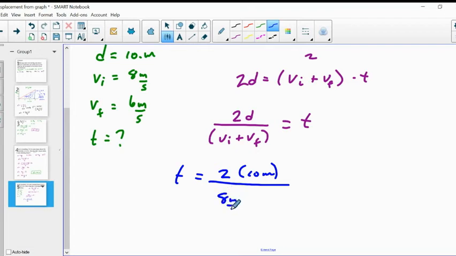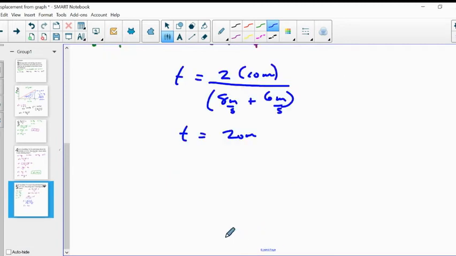So we're going to say our time is equal to 2 times the distance divided by my initial velocity, which was 8 meters per second, plus 6 meters per second. So my time is going to be 20 meters divided by 14 meters per second.